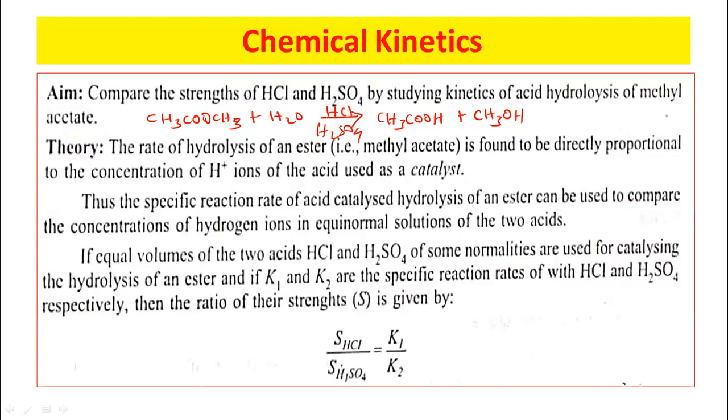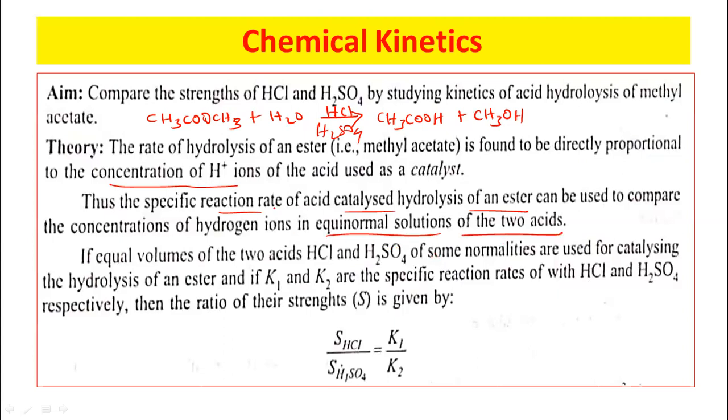Actually, we know that a catalyst is a substance which increases the rate of the reaction. A catalyst fastens the reaction. In the presence of the catalyst, the rate of the reaction will increase. So the rate of hydrolysis of ester is found to be directly proportional to the concentration of the hydrogen ions, that is, the concentration of the catalyst. Now, the specific reaction rate of acid catalyzed hydrolysis of ester can be used to compare the concentration of the hydrogen ions in equinormal solutions of the two acids.